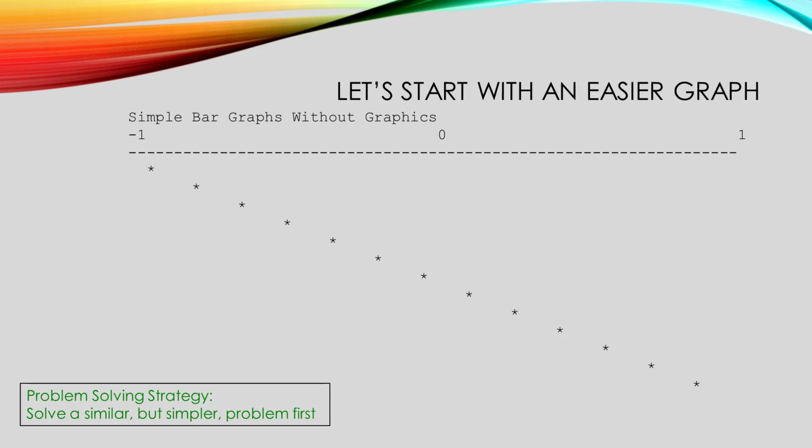In theory, the next thing we should do is output the curvy part of the graph. But that seems pretty complicated. Our second problem-solving strategy is to solve a similar but simpler problem first. So let's try to just output a line. To do this, we just have to make each line print out 5 more spaces before the asterisk.